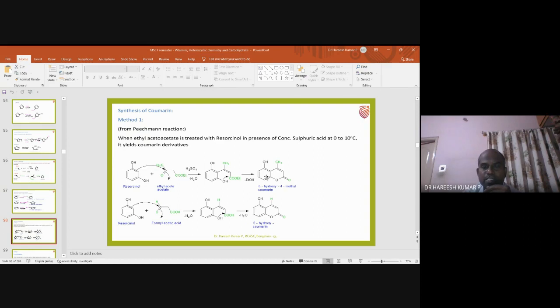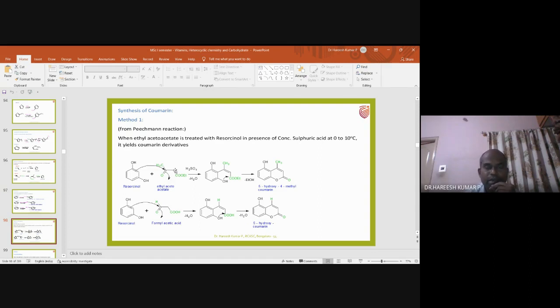This is the general structure of coumarin, and this is how coumarin is prepared. This synthesis of coumarin is given by the scientist called Pechmann. So what is happening here? You know that this is an active methylene compound. What is the name of this compound? This group is called the ethyl group, and this group is called the aceto group. Ethyl acetoacetate. This group is acetate. So ethyl acetoacetate.